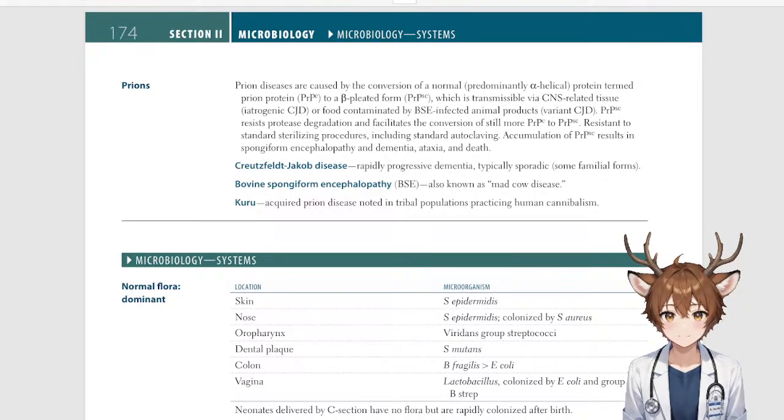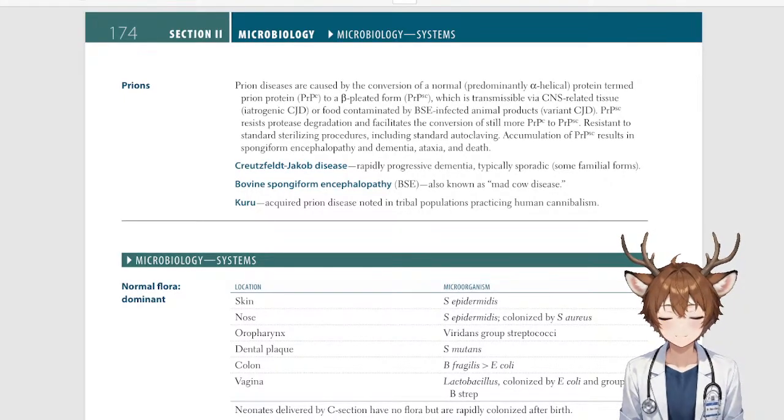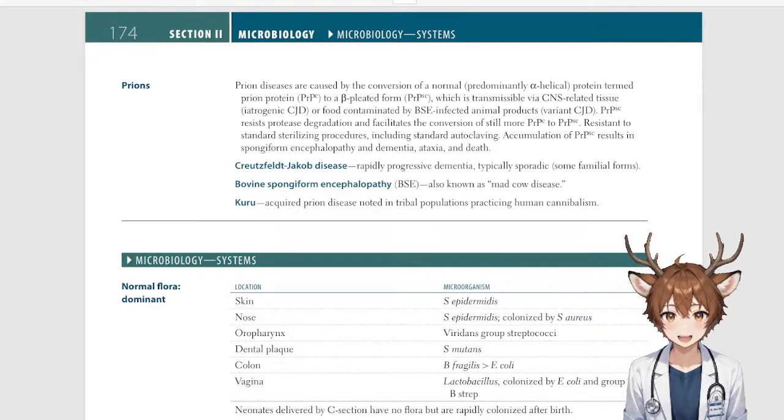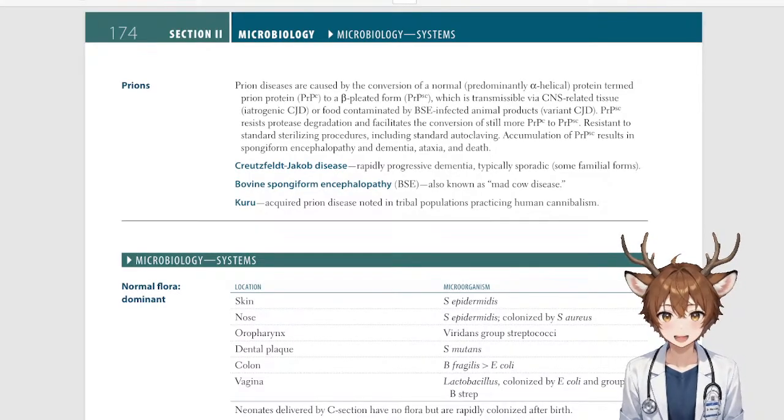That should take about 2-ish hours, perhaps. We're starting on page 174. We'll be wrapping up on page 199 for reference. So let's get into it.